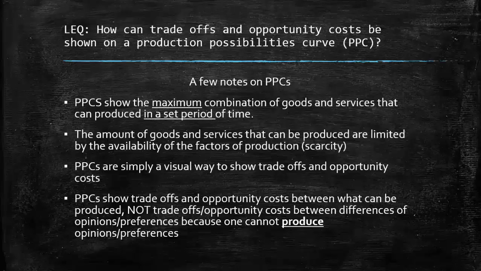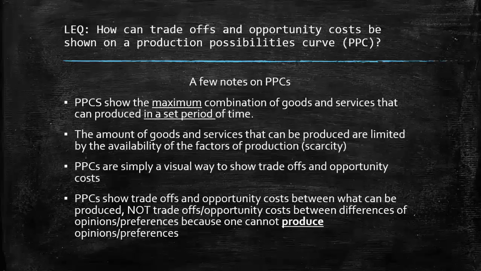The amount of goods and services that can be produced are limited by the availability of the factors of production. Now, when we get to the graphing here in just a moment, I'm going to show you what this looks like on a graph. So keep in mind, guys, PPCs show trade-offs and opportunity cost. Trade-offs and opportunity cost exist because of what? They just visually show it. Trade-offs and opportunity costs exist because of what? Scarcity.